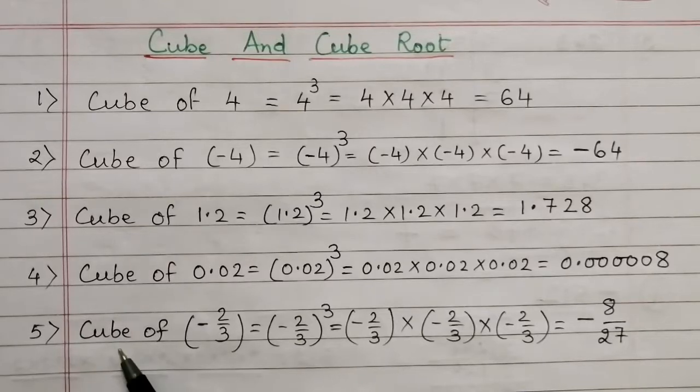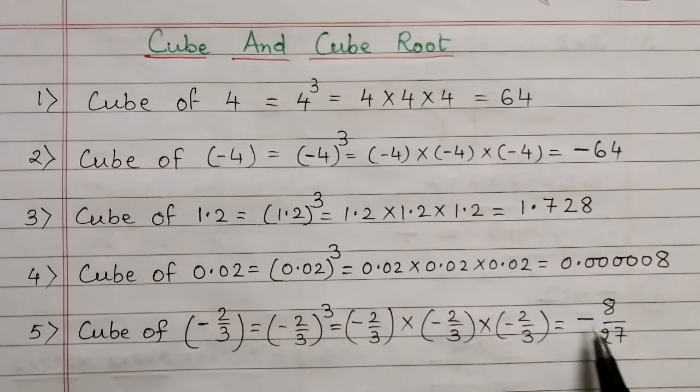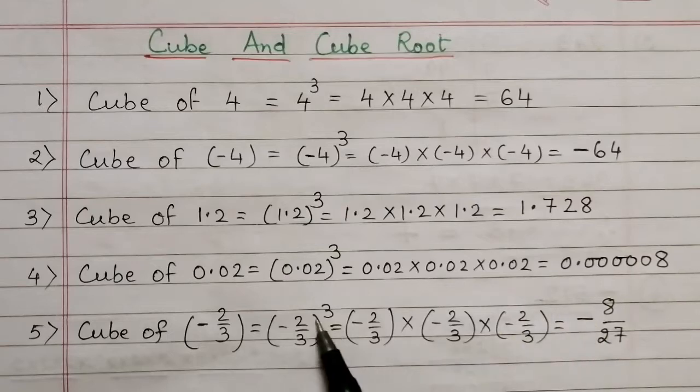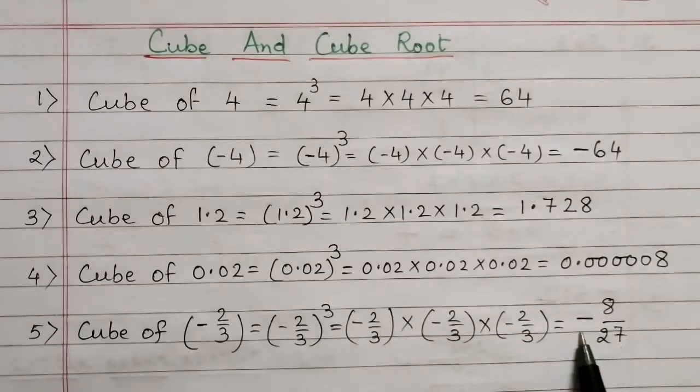Other example, cube of negative 2 upon 3. Now as this is a negative number, its product will be negative. Its value will come negative. So cube of 2 is 8, cube of 3 is 27. So answer is negative 8 upon 27.